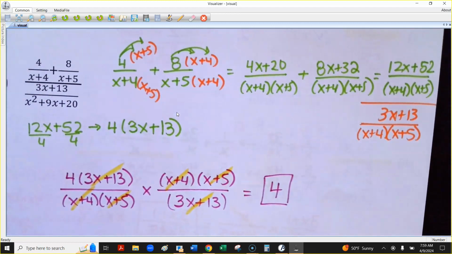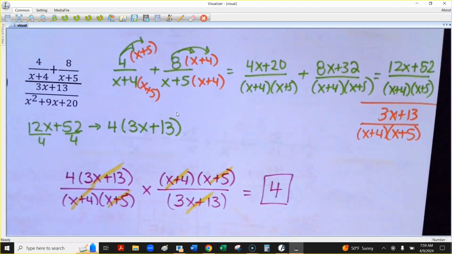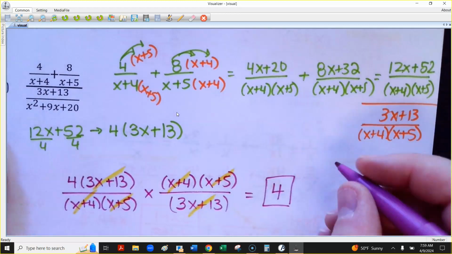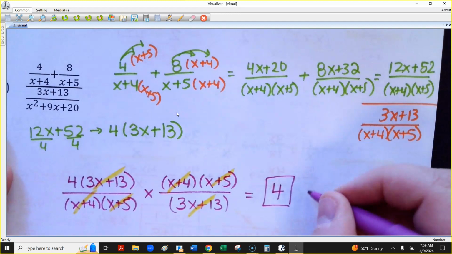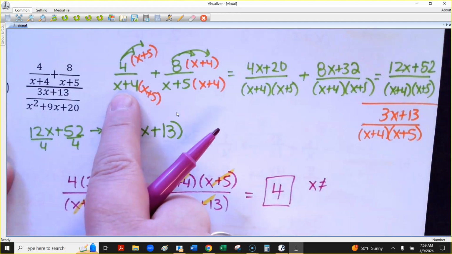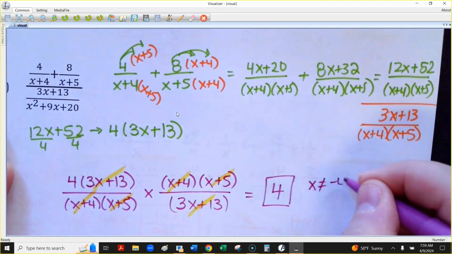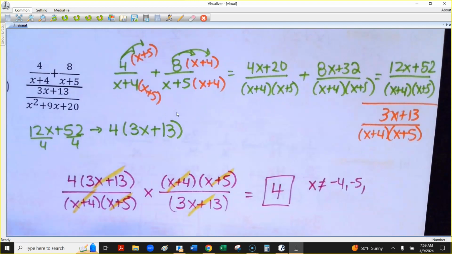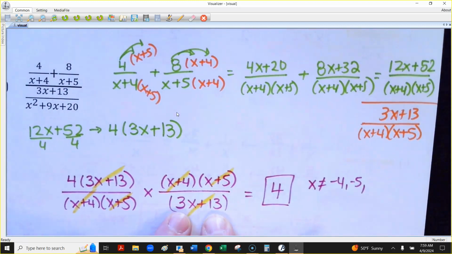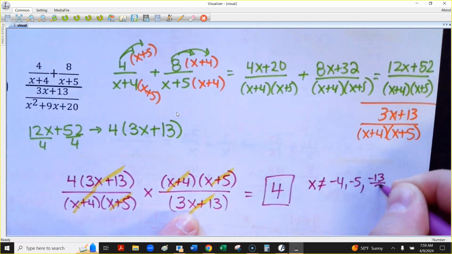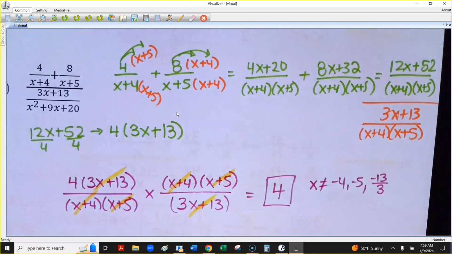And then in terms of my restrictions, you've got to go back to any point in the problem. If your denominator has a variable in it, you've got to exclude anything that could make it 0. So if I go back, we have the x plus 4, x plus 5. So -4, -5, both problems. The only other thing that ended up in the denominator was this 3x plus 13. If you set that equal to 0, you would subtract 13 and divide by 3. So that third restriction is going to be -13 over 3.